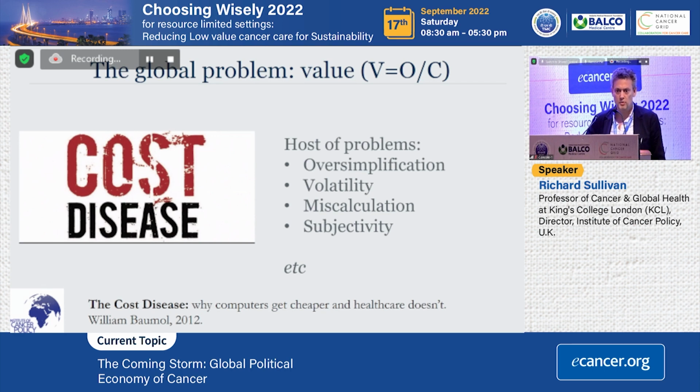A pill today is 100 rupees. Next month, it's 1,000 rupees. Volatility in healthcare for any technology, pharmaceutical, radiotherapy, is hideous. Miscalculation, subjectivity, I could go on and on.